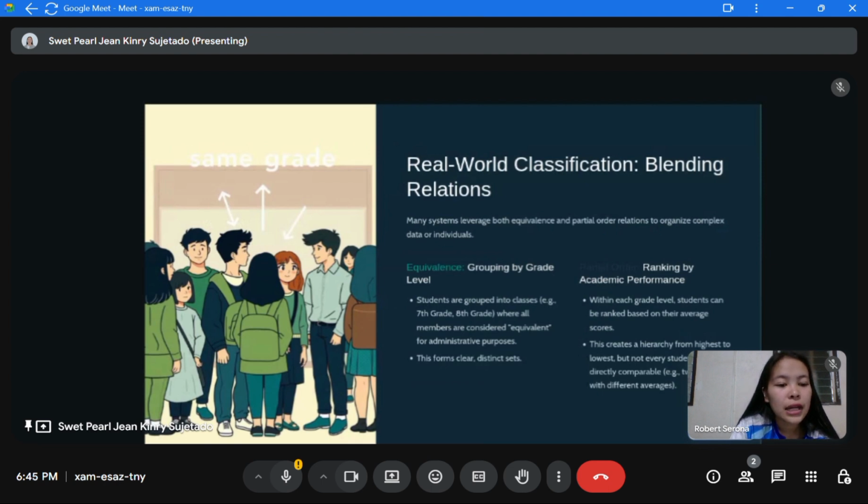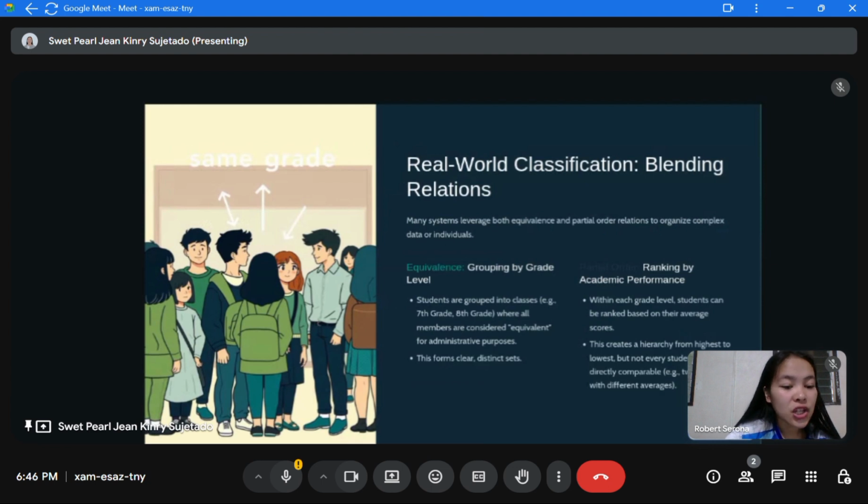So in school, students are grouped by grade level: grade 7, grade 8, and grade 9, and so on. Everyone in grade 9 is in the same group. This is an equivalence relation. In grade 9, all members are considered equivalent for administrative purposes. This forms clear and distinct sets.